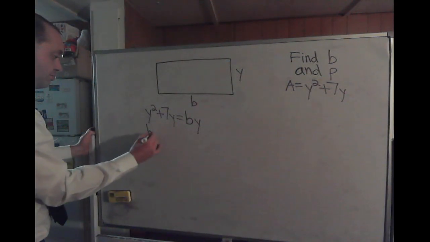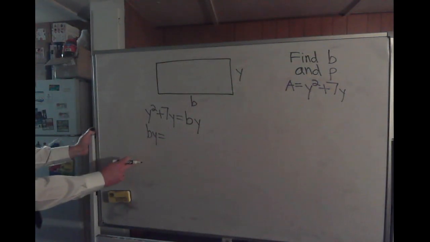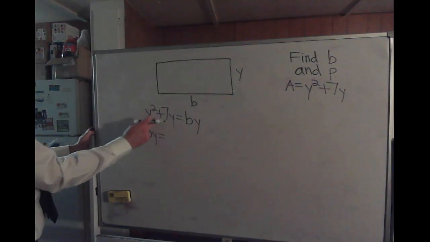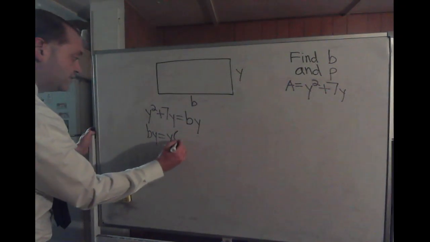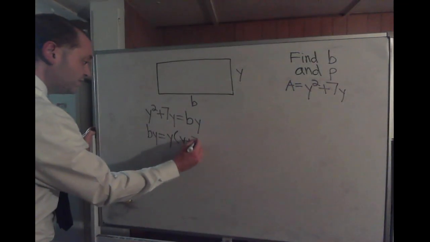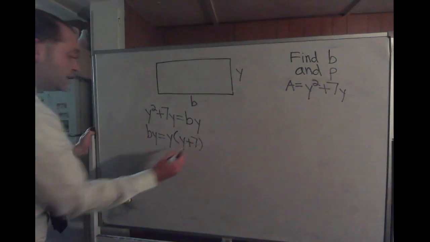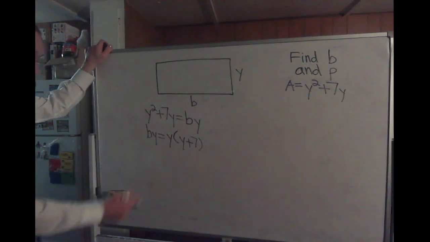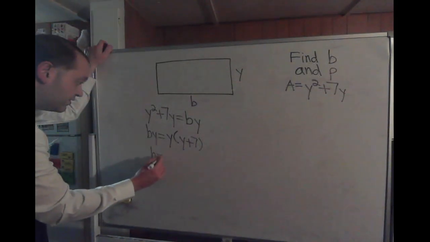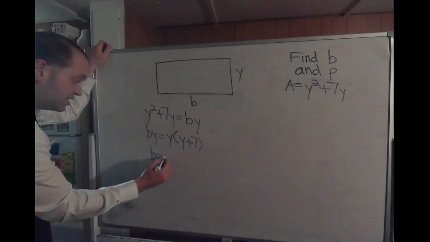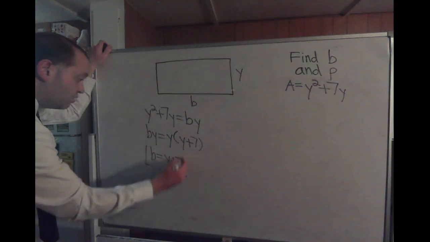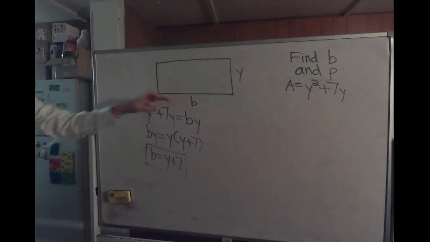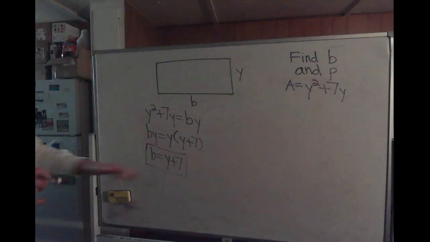Well, that's going to give you by equals what? Don't we have a common factor on the left-hand side? We can factor out a common y, which will give you y times y plus 7. Which now we can divide both sides by y. You get the length of your base to simply be y plus 7. So we found the length of the base of this rectangle to be y plus 7.